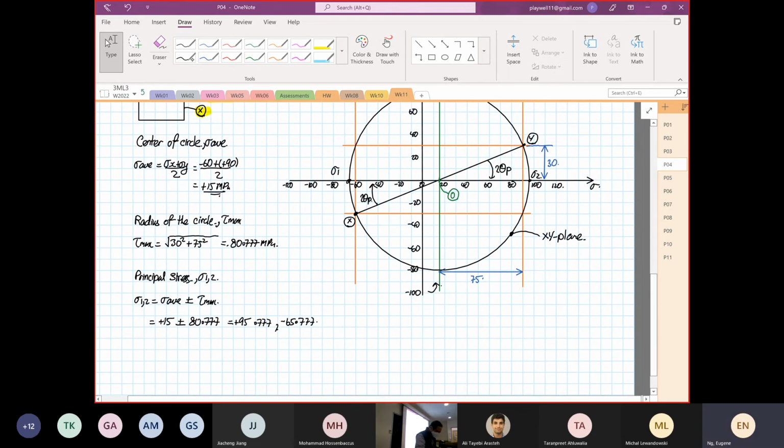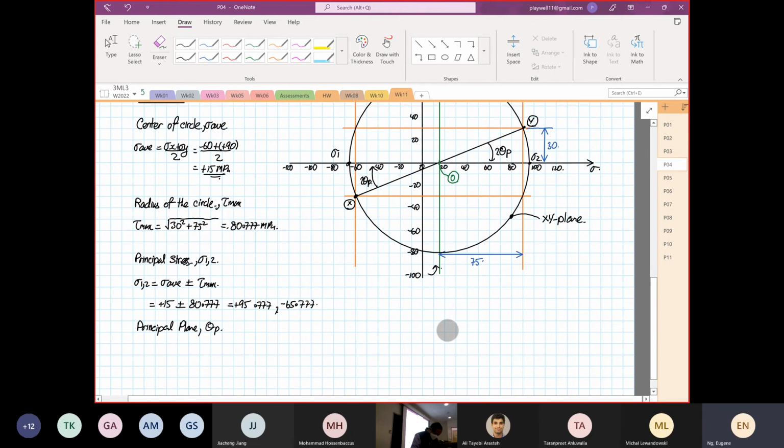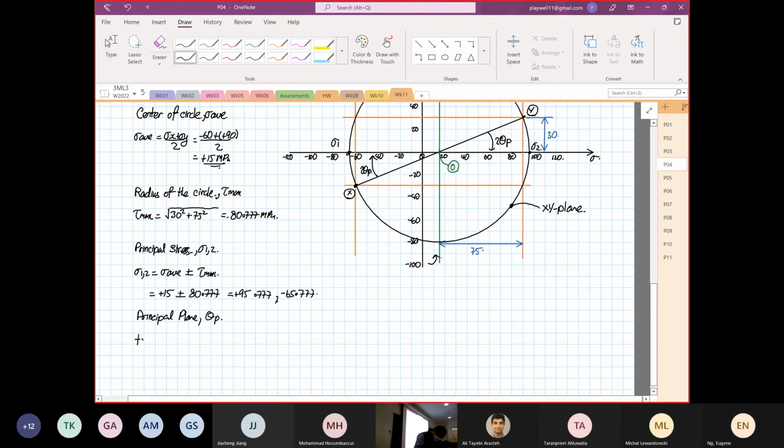So to calculate that is high school math. Right? So we do geometry, tangent. Now we're going to calculate our principal plane, which is our theta P. So we know that tangent of 2 theta P is equal to 30 divided by 75. So we get 2 theta P is equal to the inverse tangent of 30 divided by 75. It's equal to 21.8 degrees.